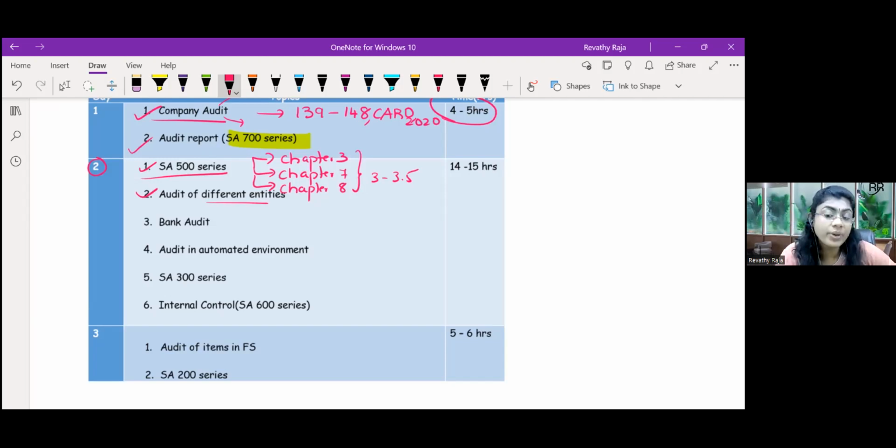Now, why this topic next? Audit of different entities is a chapter wherein there are 14 different audits like cinema, hotel, hospital, education, charitable, club, NGO, sole proprietor, firm, LLP, hire purchase, lease, cooperative society, government audit. All those audits are there. Government audit will include local body audit also.